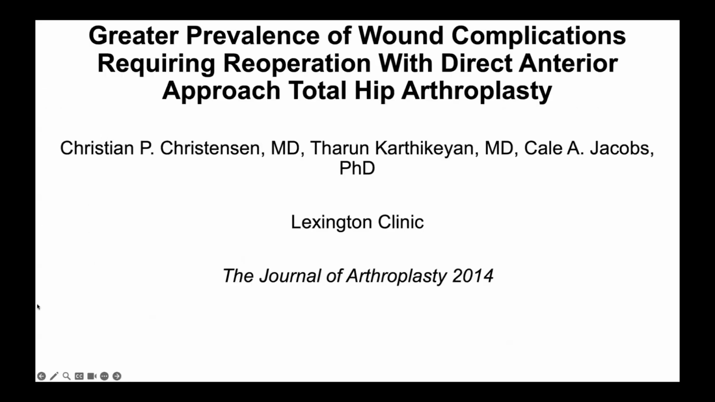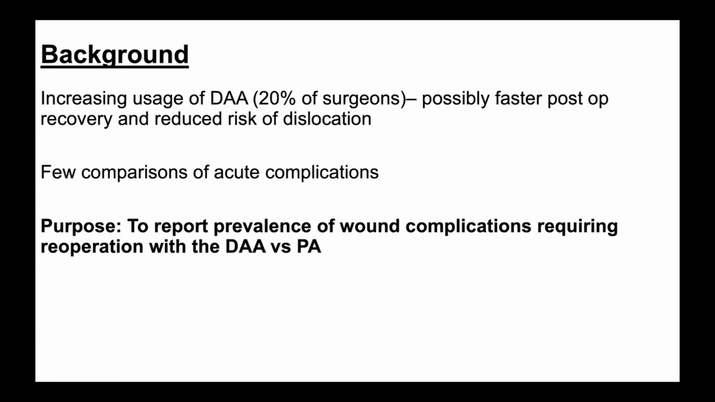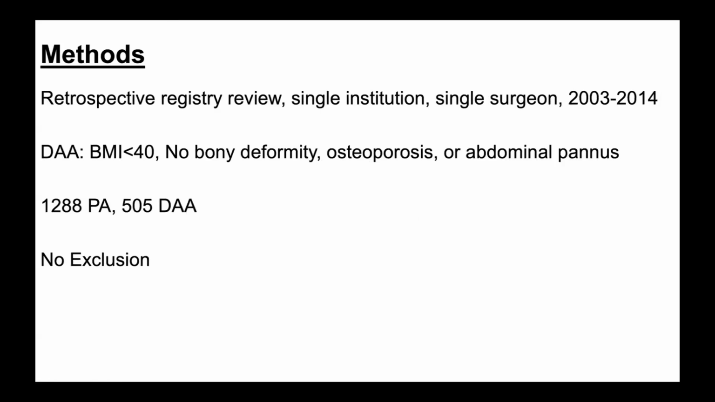This paper is titled Greater Prevalence of Wound Complications Requiring Reoperation with Direct Anterior Approach Total Hip Arthroplasty. It was written by Christensen at Lexington Clinic and published in the Journal of Arthroplasty in 2014. Authors of this study cited the increasing use of the anterior approach and noted a lack of literature comparing acute complications amongst the different approaches. So this paper reported the rate of wound complications requiring reoperation after the anterior versus posterior approach.